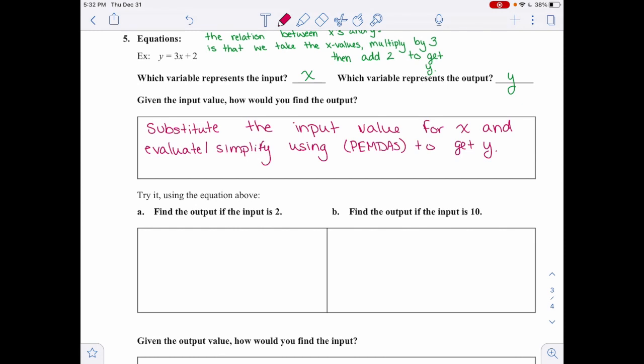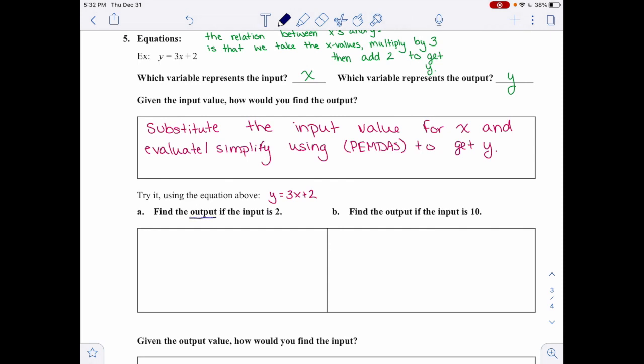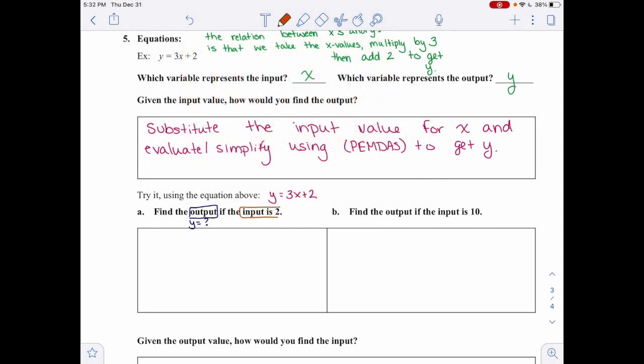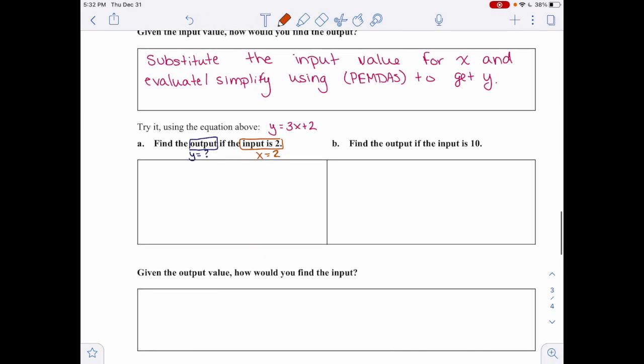It says using the equation from above, so that's y equals 3x plus 2. Find the output, so find the y, right? That's y equals, we don't know. If the input is 2, that means we're looking at x equals 2. So take a second, pause the video, give that a try. Well, I guess you can't let me know what you get, but see if you got the same answer that I get. So I'm going to start off with my equation.